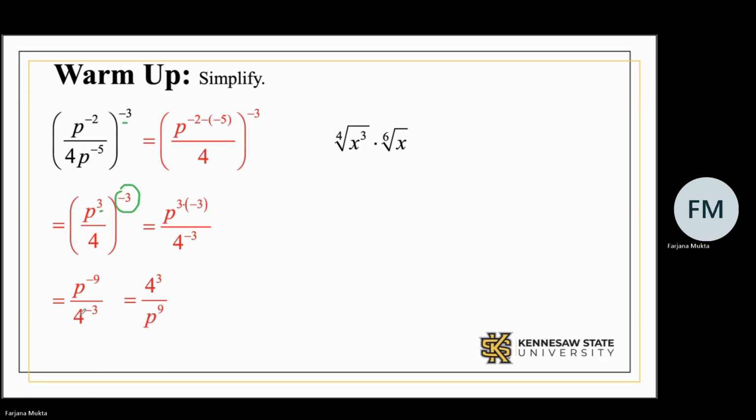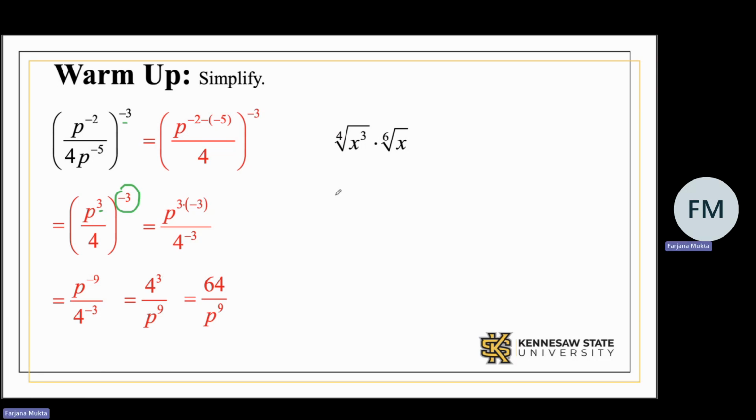So p to the -9 will become the reciprocal, 1 over p to the +9. 4 to the -3 will become the reciprocal, 1 over 4 to the +3. So they are switching, right? And then 4 cubed is 64. So that will be our final simplification.